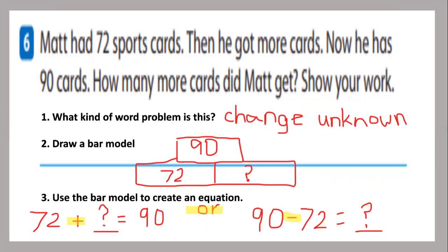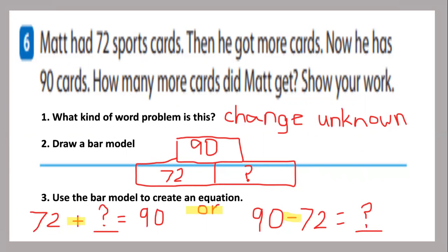Do I know how many more? No, it doesn't tell me. It just says he got more. That's a clue. Now he has 90 cards. How many more cards did Matt get? So the question I'm being asked to answer is, how many more cards did Matt get? I don't know. And the information I'm going to use to help me answer that question, I'm looking for numbers. So I see that he started with 72. I don't know how many more he got, and he ended up with 90.